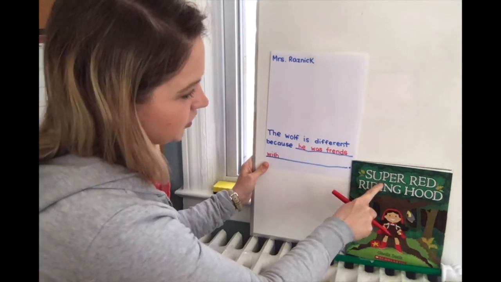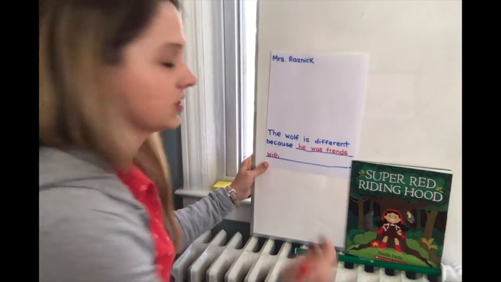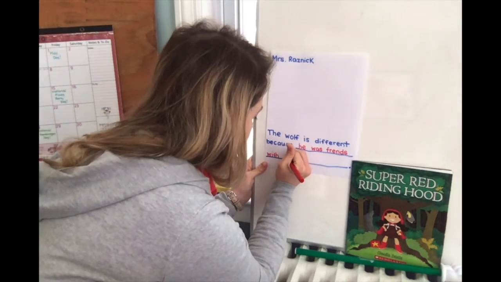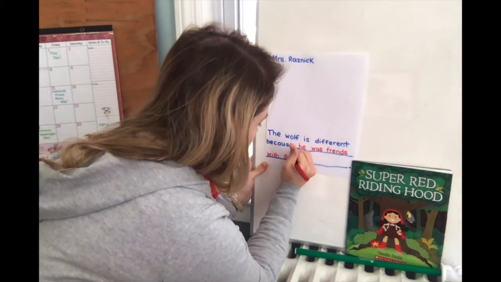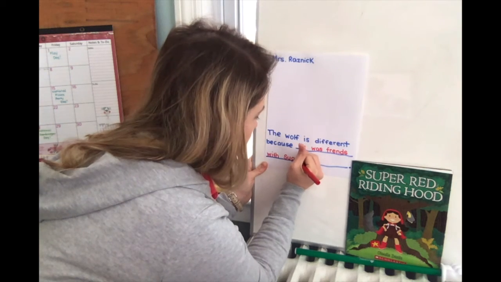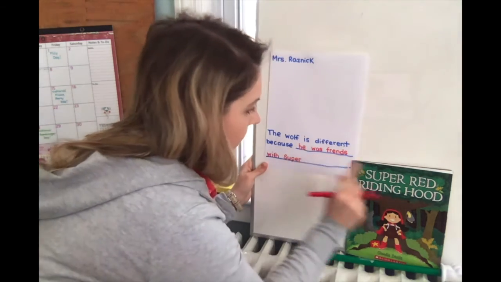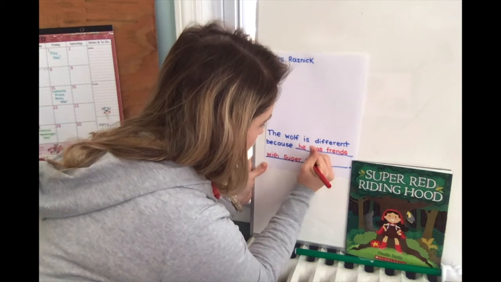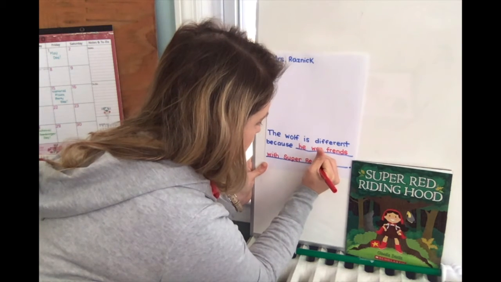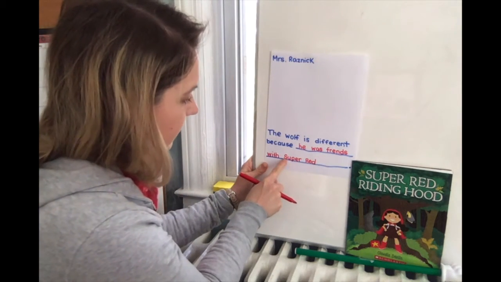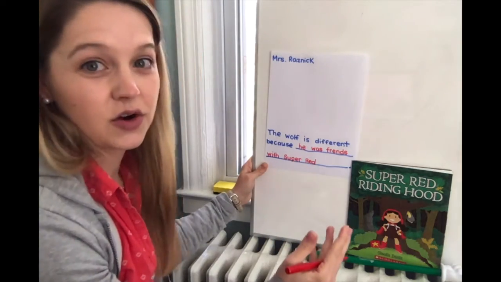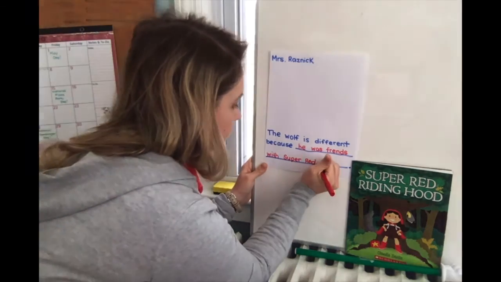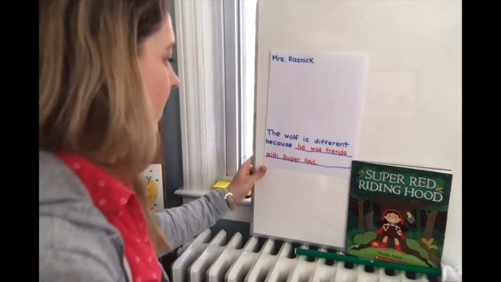And then her name, Super Red, is on the cover of the book, so I can borrow that spelling. Super, S-U-P-E-R, and Red, R-E-D. I notice I capitalized the S and the R because it's her name. They should be capital letters. All right, at the end I have a period.